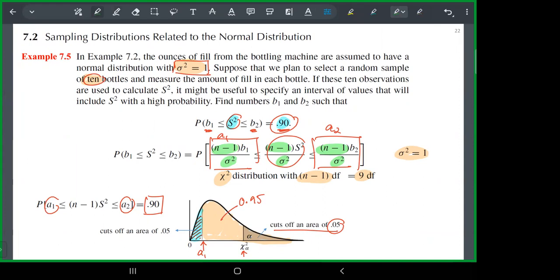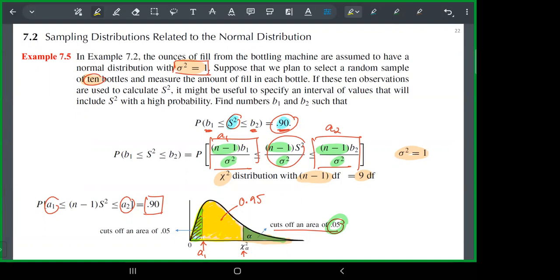So for A2, I have 0.05, which is the area in green over here. And that will leave me with the area on the left, which is now 0.95, but the alpha is 0.05. Cool? All right, so I hope you understand it's a different value of alpha.